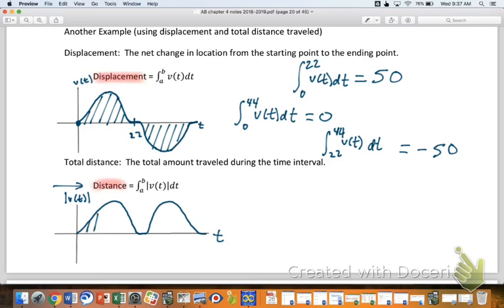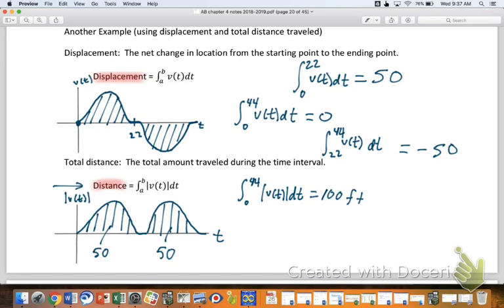Okay, so we'd still be thinking about areas here. We know that we decided that this area was 50. We decided that that area was also 50. So if we decided to say the integral from 0 to 44 of the absolute value of Heather's velocity, what would you guys say the answer to that would be? 100, yeah.